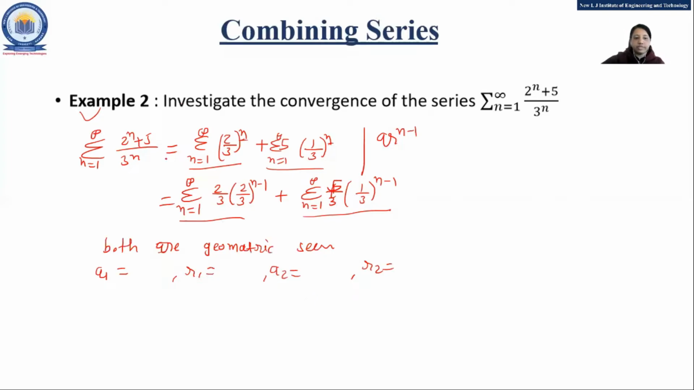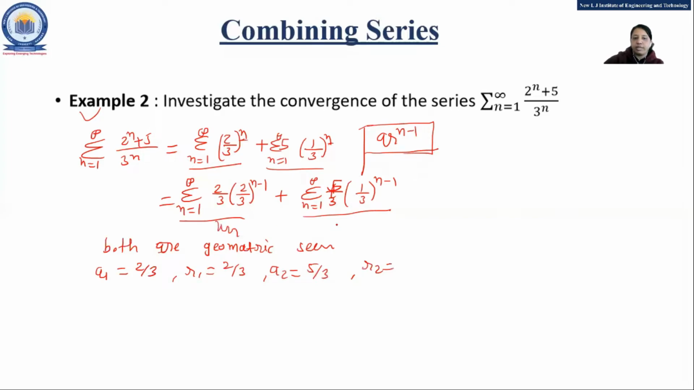Okay. What is A1? That is 2 by 3. Correct. What is R1? This is the ratio, right? The nth term is AR raised to n minus 1, the equation for a geometric series. So R1 is 2 by 3. A2 for this series is 5 by 3.